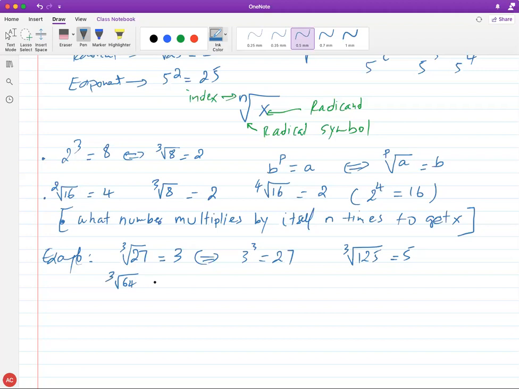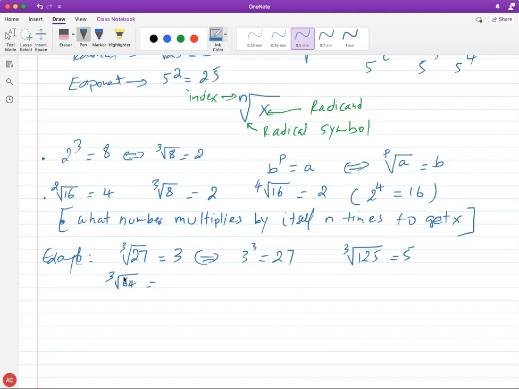Let's see. For the 3 and the 27, is 9 also a number for that one? No, it can only be one answer. It can't be 2. There's only one number that you multiply by itself 3 times to get 27. That number is 3. Okay, 9 is not going to work. You can try it: 9 times 9 times 9. It's going to be much bigger than 27.